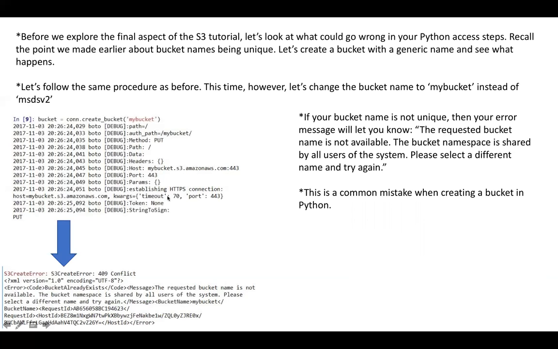I'll give you some time to look through all of this, but when we have bucket equals con.create_bucket, my_bucket, you can see that when we go down, there's a conflict. If your bucket name is not unique, then your error message will let you know: the requested bucket name is not available. The bucket namespace is shared by all users of the system. Please select a different name and try again. This is the common mistake when creating a bucket in Python. So don't get too frustrated if you get this error. This is a common one. Check your bucket name and maybe you have to change it up a bit.